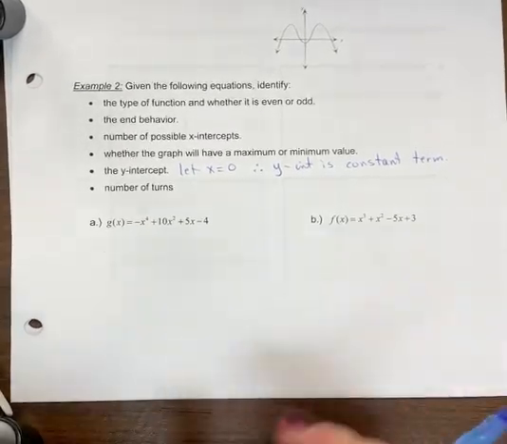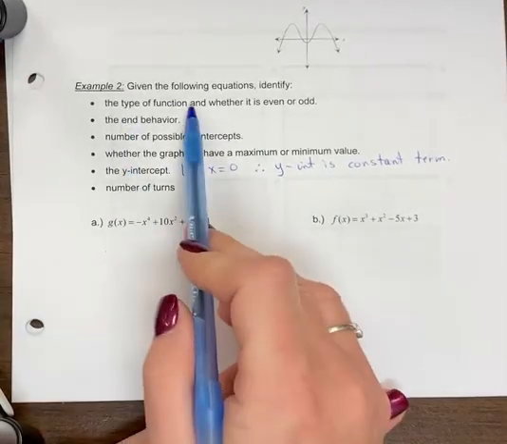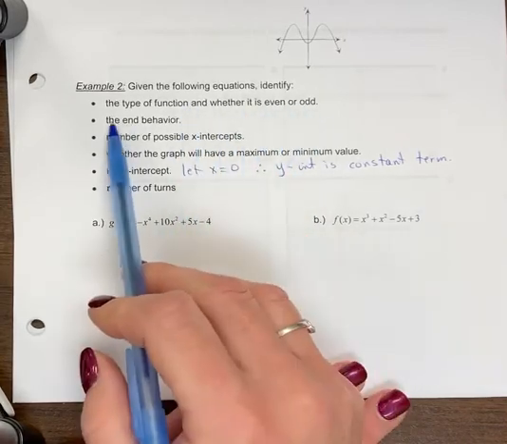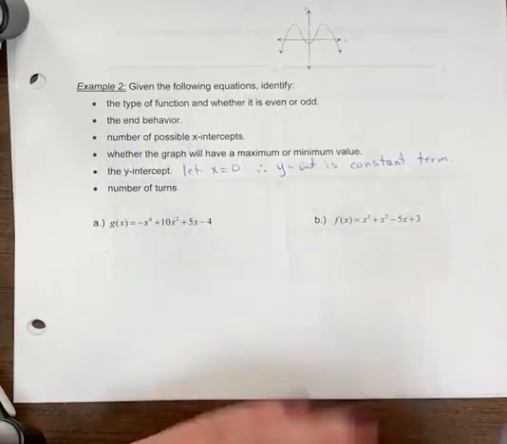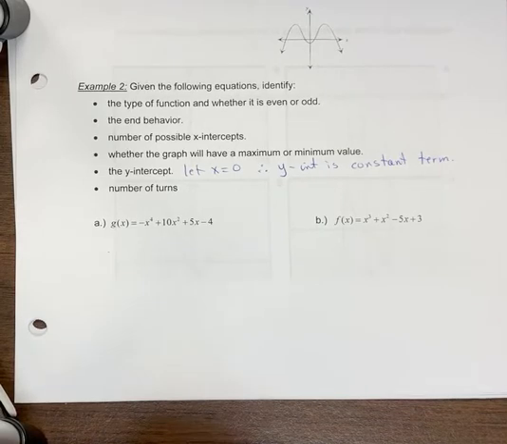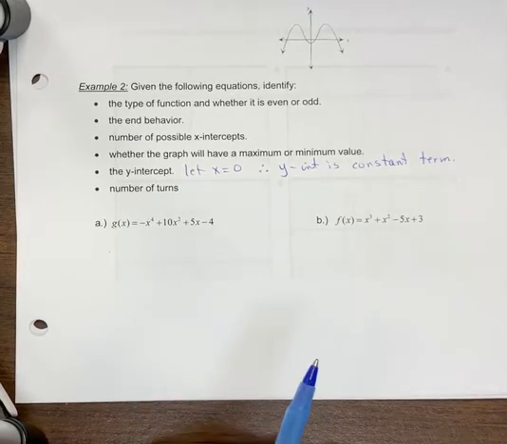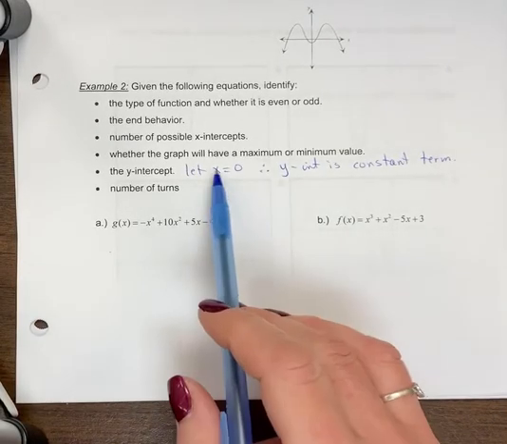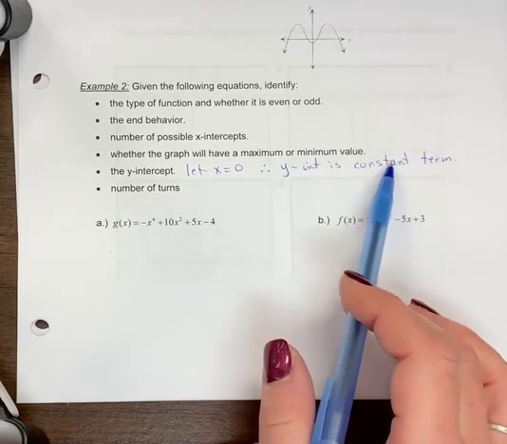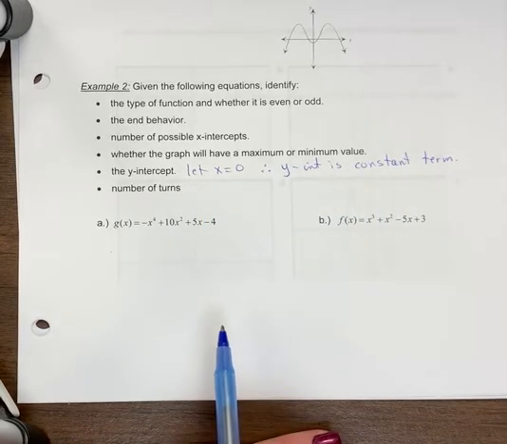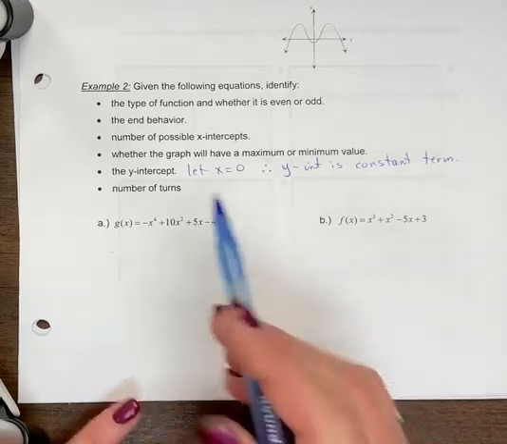Example 2: given the following equations, we're going to identify the type of function and whether it is even or odd, the end behavior, the number of possible x-intercepts, whether it has a max or a min, and the y-intercept. So let x equal 0 to find the y-intercept; the y-intercept is always going to end up being the constant term. We'll also count the number of terms. So let's do that in A.